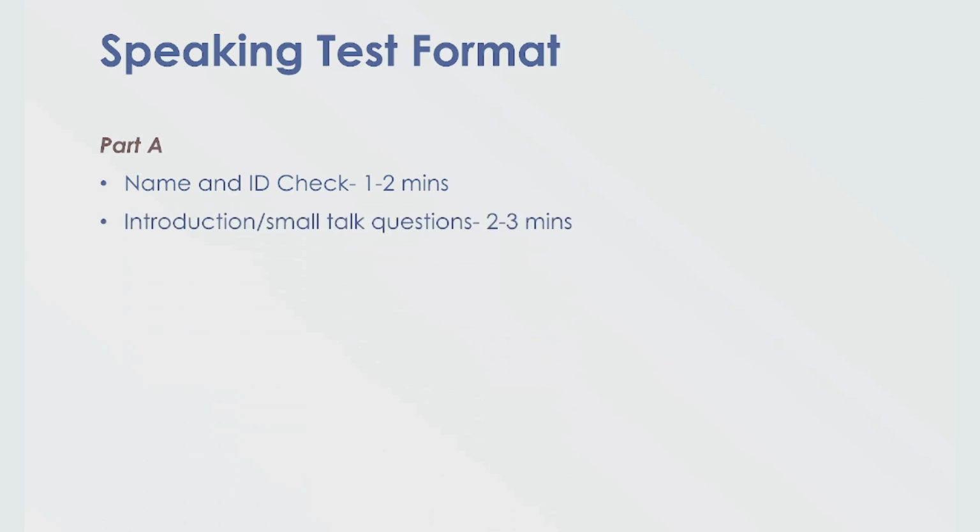Alright, so the format goes like that. The test will have three parts, and it will begin with part A. The first part starts with your name and your ID check, and that's where the examiner would introduce him or herself and ask for your introduction and confirm your identity as well.